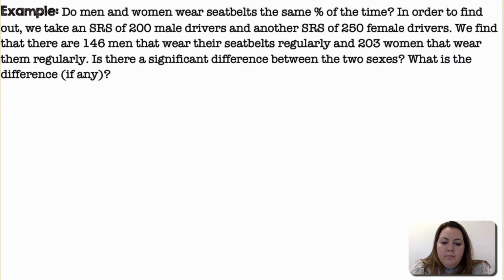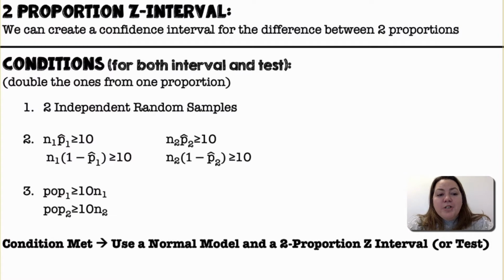All right, if we're doing a two proportion z interval, we can create a confidence interval for the difference between two proportions. Our conditions for both intervals or a test are double the ones for a one proportion interval or test. So we need to have two independent random samples. We need to check large counts for both n and both proportions, right? So we have n1 and n2. We have p1 and p2, right?